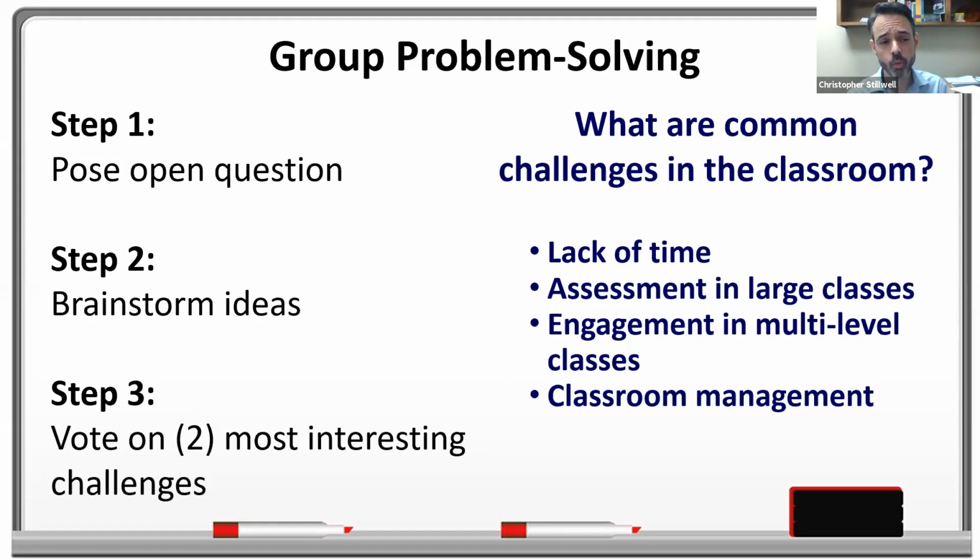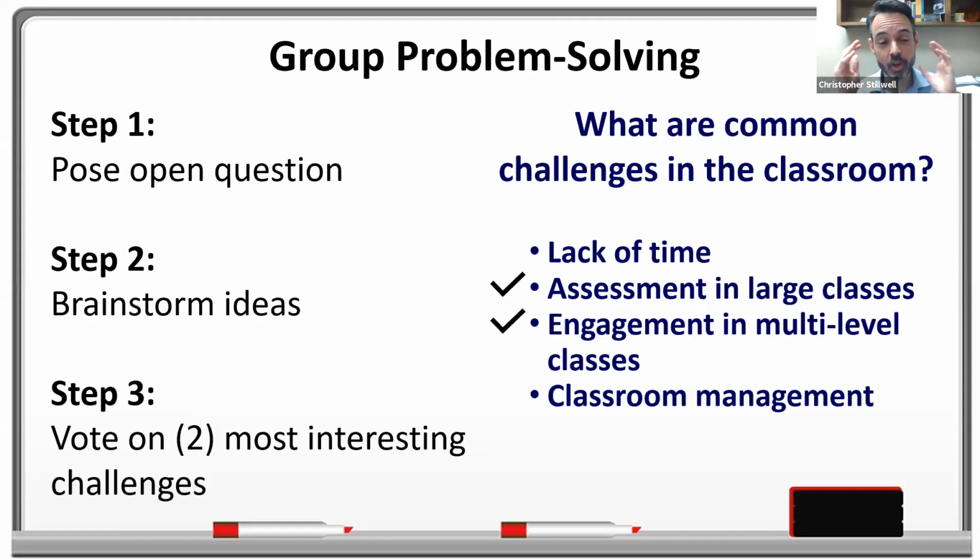Once we do that, we narrow it down. We take a vote from the different groups. We try to reach some consensus, and we decide that there are 2 things we're going to talk about today. For example, in this case, maybe everyone decides, let's talk about large classes and assessment. Let's talk about engagement in multi-level classes. I love those because my first AE Live session was about large classes, so this is a topic I'll have fun with as well.